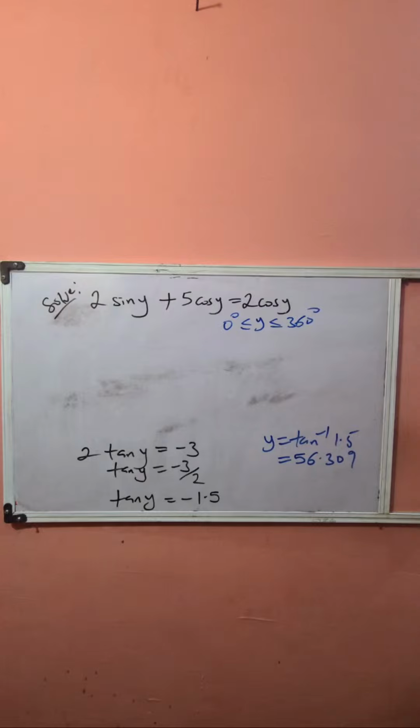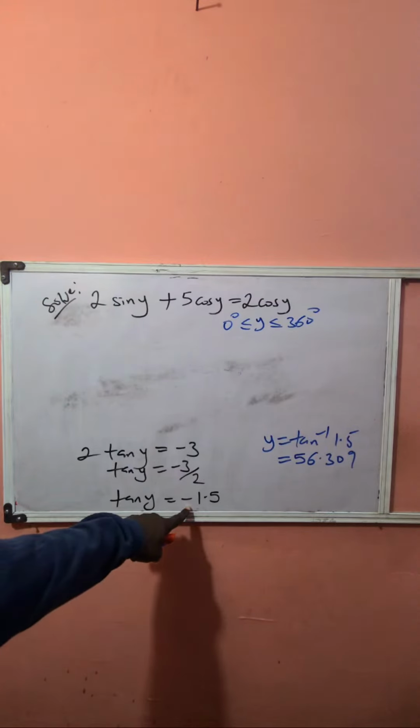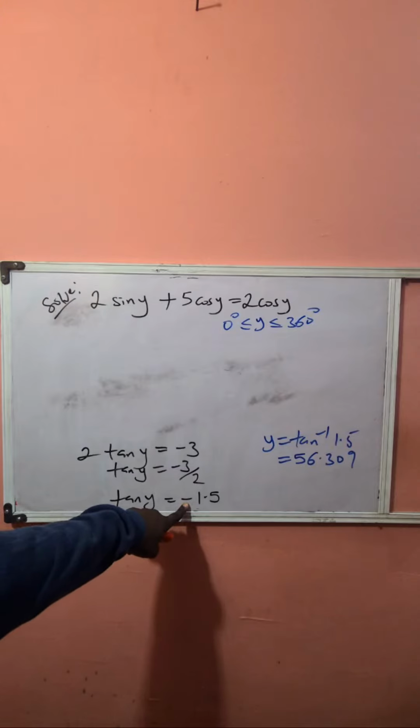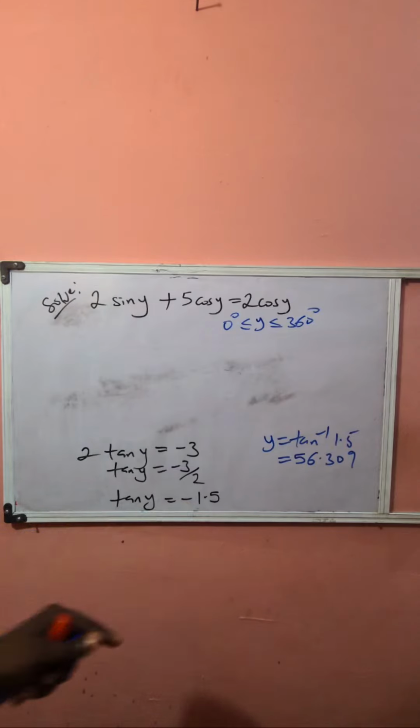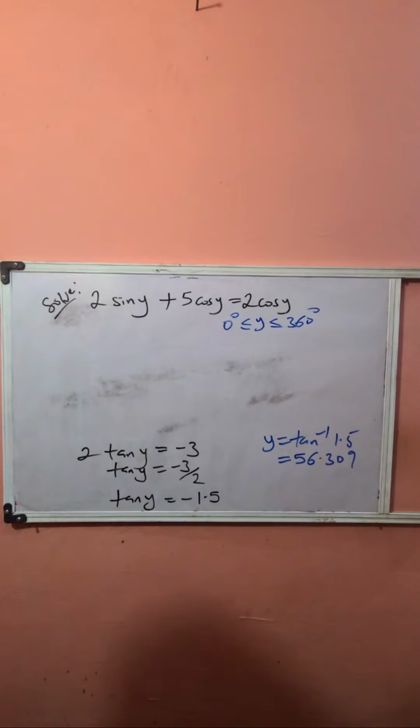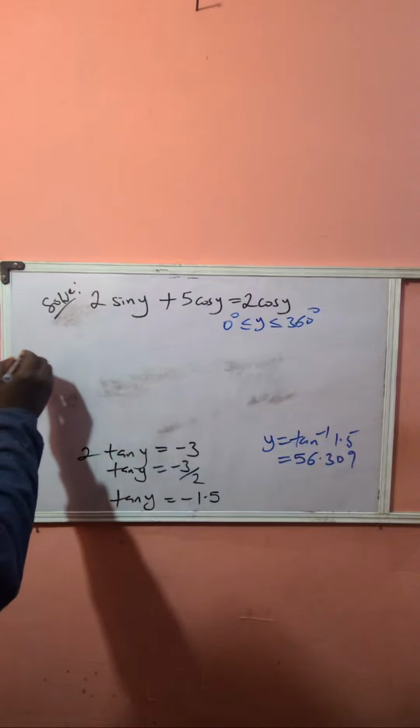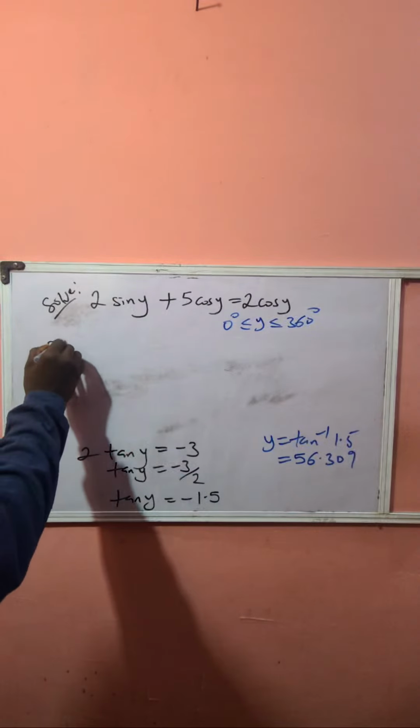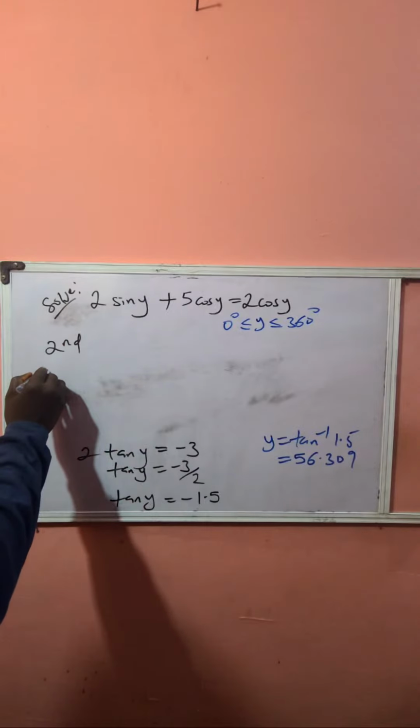So we then go on to ask ourselves, where is tan positive? Sorry, is it positive? No, tan is actually negative. So where is tan negative? Looking at the signs here, we can see that from our quadrants, tan is negative in both the second and the fourth quadrant.